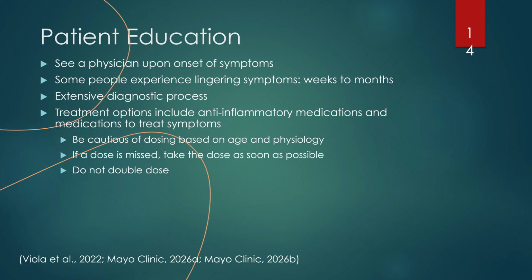Treatment options include anti-inflammatory medications, often covered by insurance, and other medications to treat symptoms, which are often over the counter and more easily accessible to patients. Even if medications are easily accessible, they should still see a physician to understand the risks and benefits of the medication and to learn about the most appropriate dosing based on their age and physiology. If a dose is missed, they should take it as soon as possible and be advised to not double dose, as double dosing can worsen medication side effects.